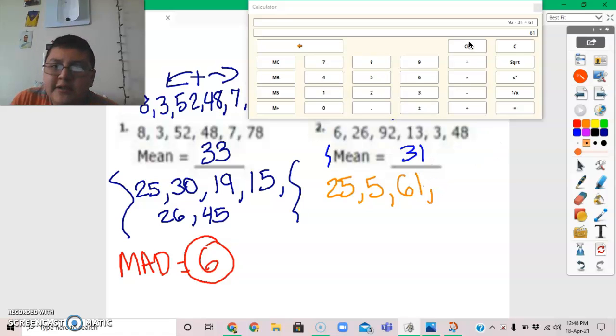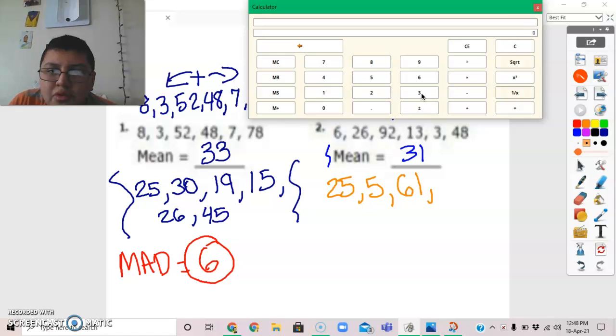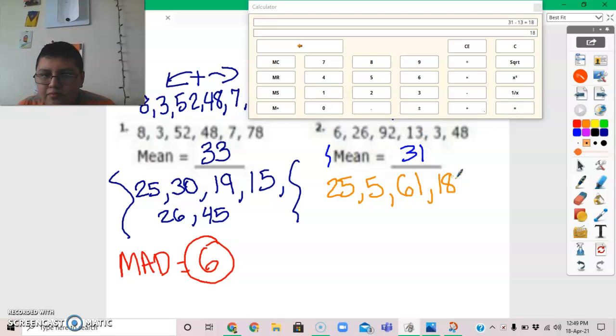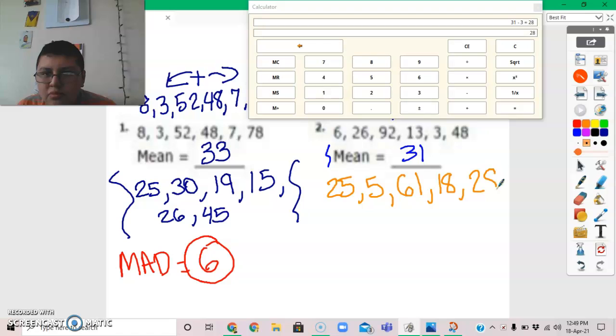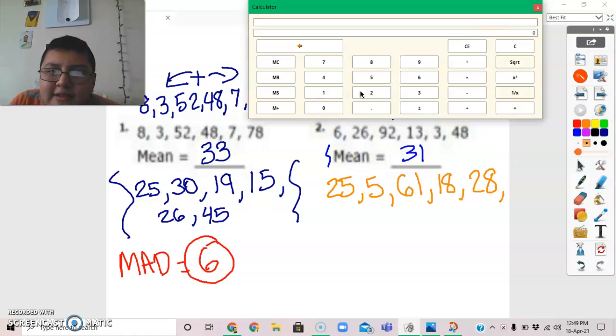and now 13. 31 minus 13 is equal to 18. Now with 3, 31 minus 3 is equal to 28. And lastly, 48 minus 31 is equal to 17.